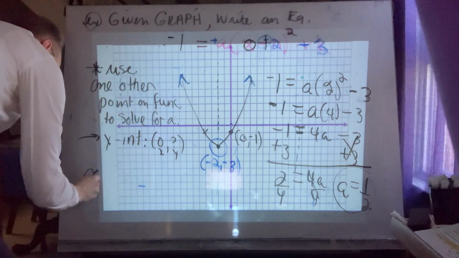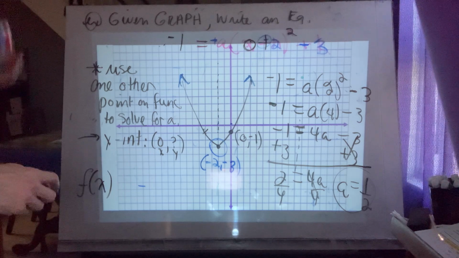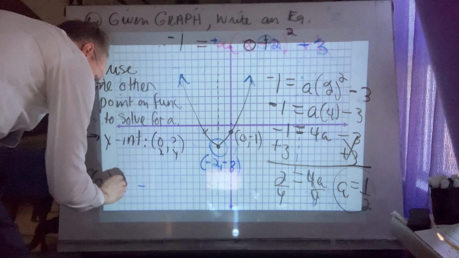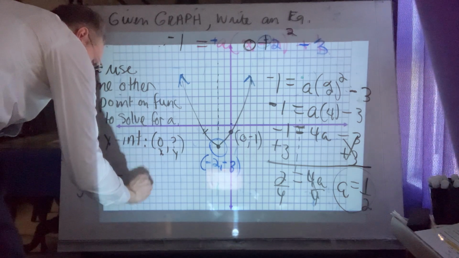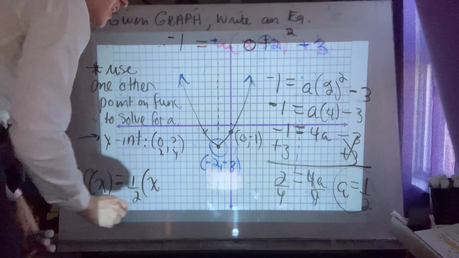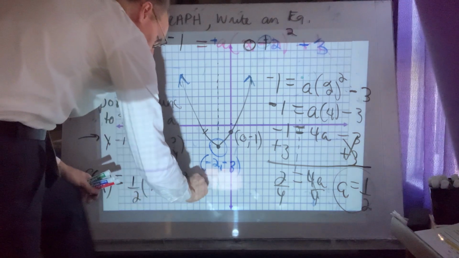the function of x would be equal to 1/2 x plus 2 squared minus 3.